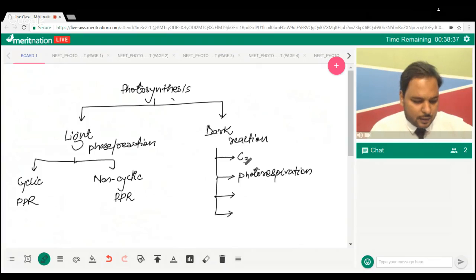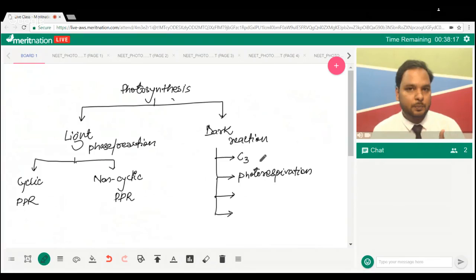Okay. Now, C3 cycle, why photorespiration, everyone? After the C3 cycle, NCERT doesn't tell you, or it's not the sequence that is there in NCERT, but I'll just suggest that after the C3 cycle, learn photorespiration. Why? Because it will tell you what the problem in the C3 cycle is.